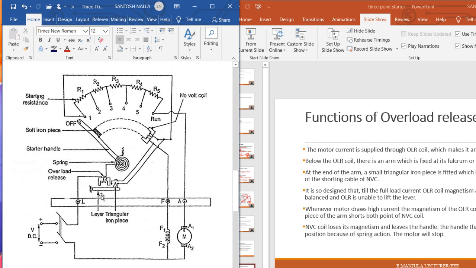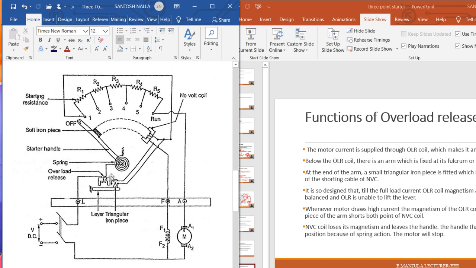Okay. So there will be a rated current for any motor. So till the rated current of the motor, this lever is not pulled. It is so designed that this OLR coil only magnetizes when the current through it crosses the rated current. That means overload current.